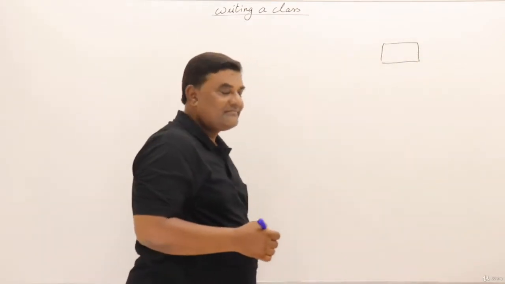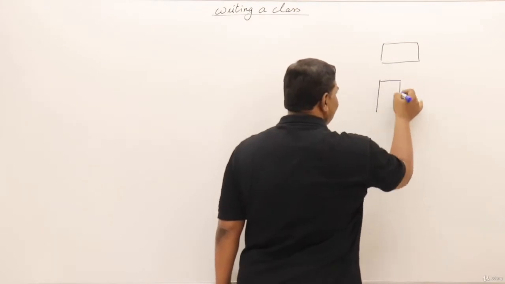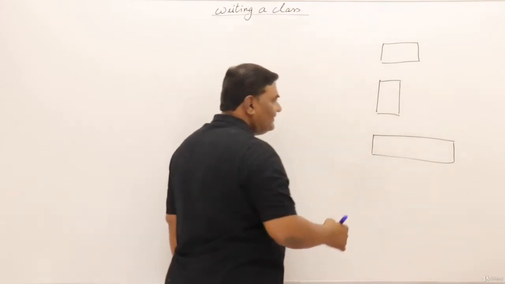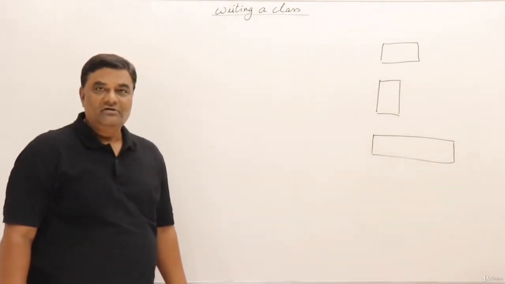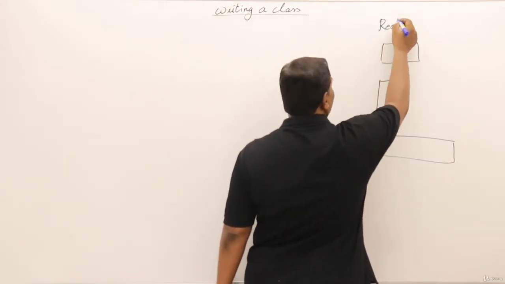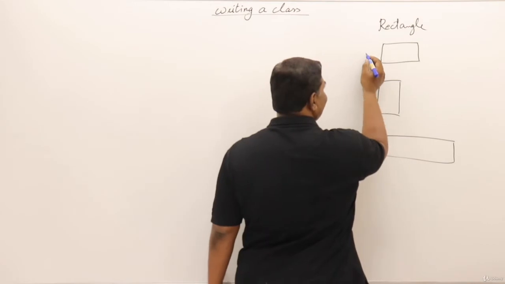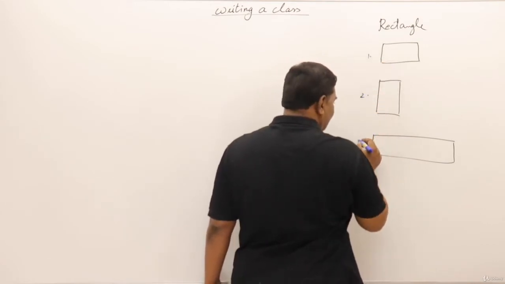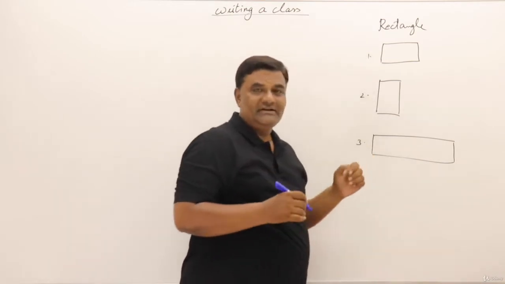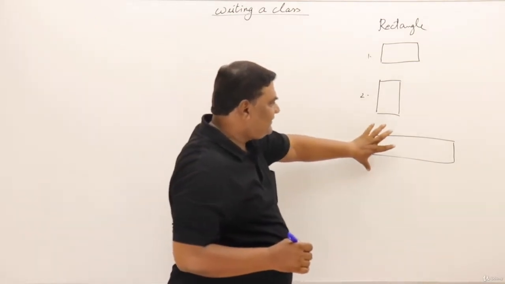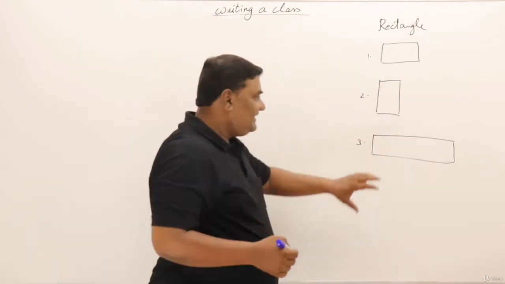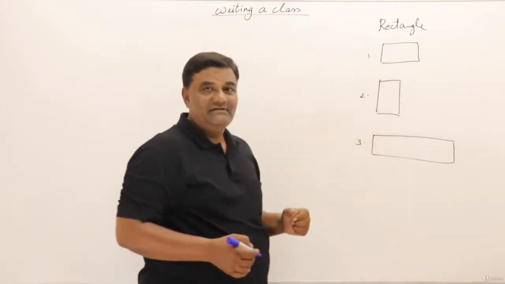See, this is a four-sided figure. This is also a four-sided figure. And even this is a four-sided figure. So what are these? These are nothing but rectangles. This is example 1, example 2, example 3. This is an example of a rectangle. All these are examples of the rectangle. So we say that these are the objects of type rectangle, instances of type rectangle. Each instance is an object of class rectangle.